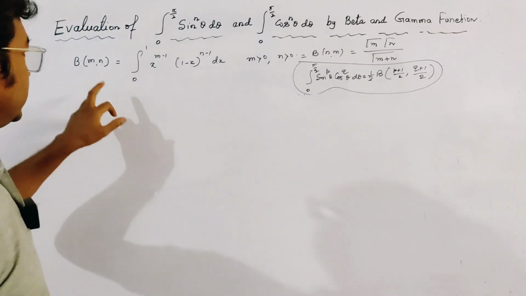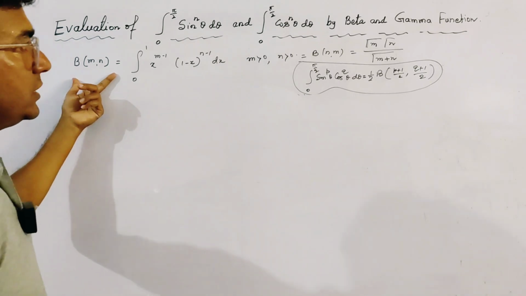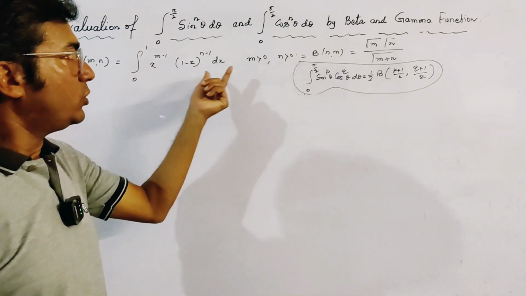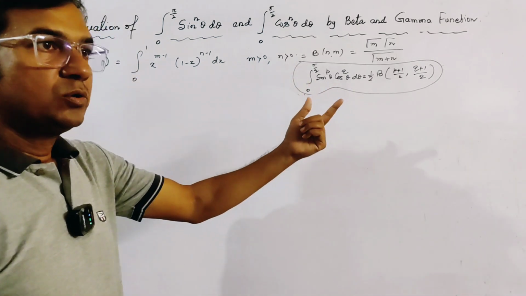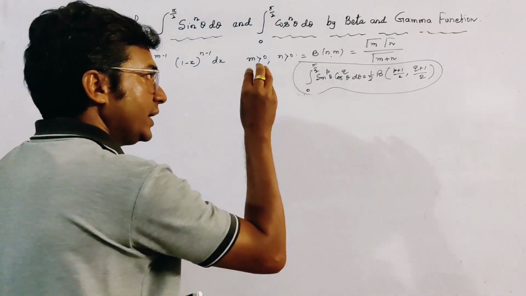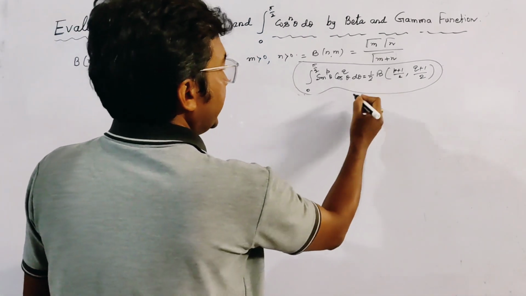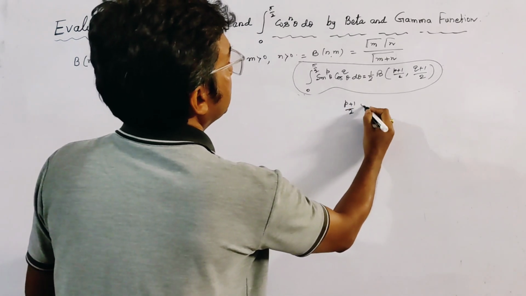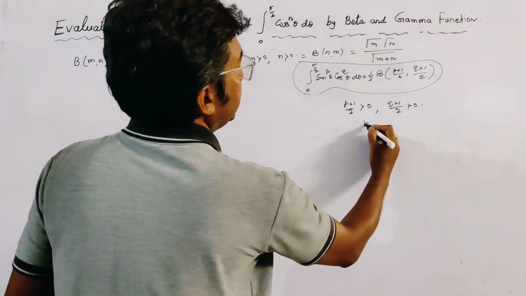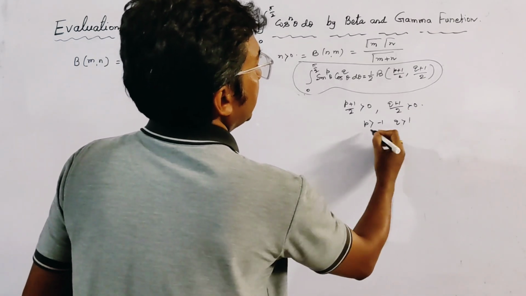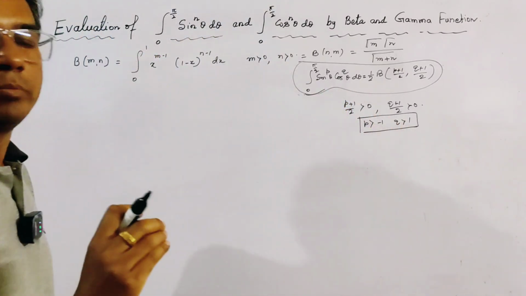Now comparing with the definition of the beta function, β(m,n), we already said this integral is convergent only when m greater than 0 and n greater than 0. So from this we must introduce a condition here. We have to write (p+1)/2 must be greater than 0 and (q+1)/2 must be greater than 0. So p greater than -1 and q greater than -1. Under this condition, this integral is convergent.